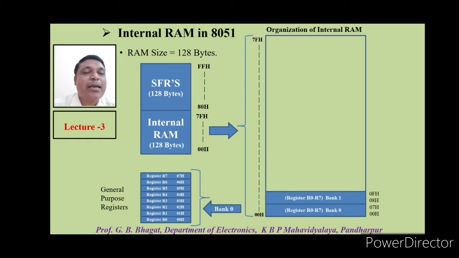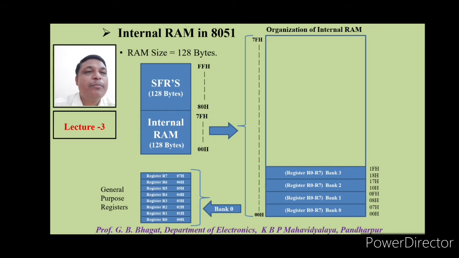The next, there is another bank, that is bank 1. This bank ranges from 08 to 0FH. Also, for this bank there are 8 registers like bank 0, and these registers are R0 to R7, same as that of register bank 0. Then next there is the third bank, that is bank 2. This bank ranges from address 10H to 17H. This bank also consists of a total of 8 registers like bank 0 or bank 1.